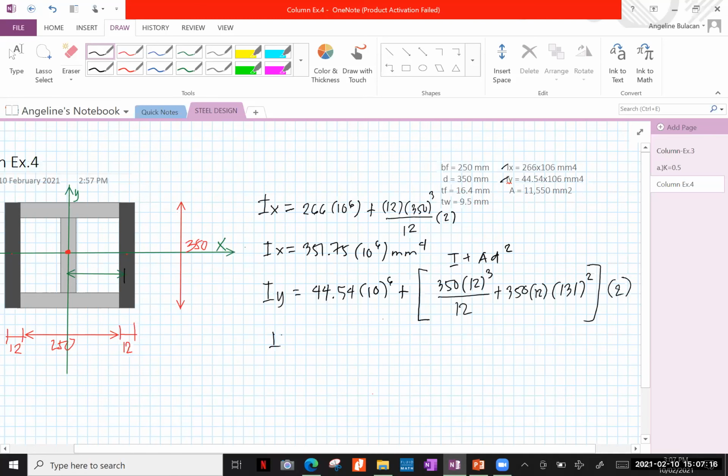Tapos, compute na lang natin yung IY nyo. 44.54 times 10 raised to 6 plus 350 times 12 times 131 squared. Again, paki-double check na lang with your calculators to see if tama. Should be 188.79.